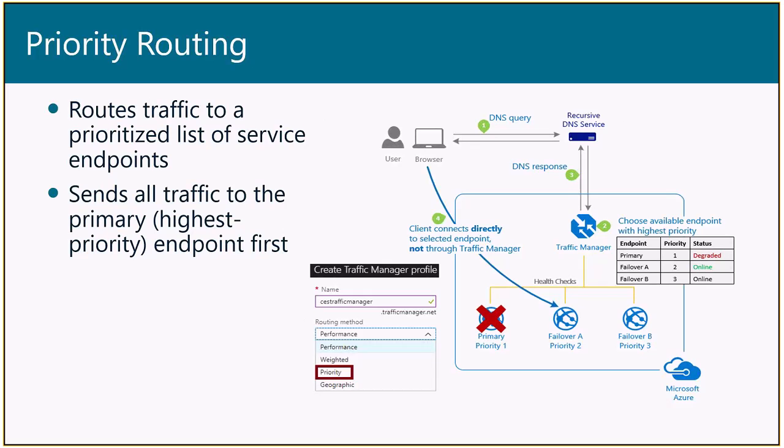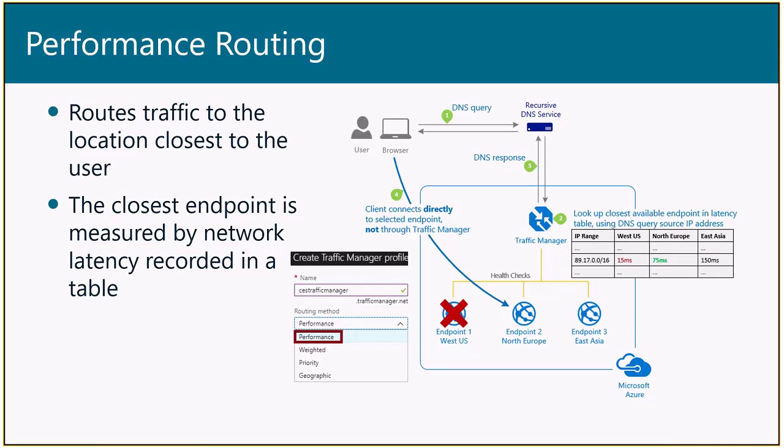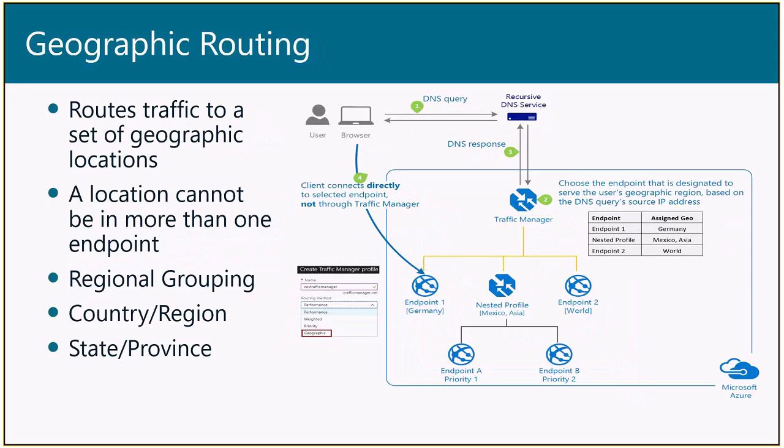So what it does is you can set up either priority routing. In priority routing, you can tell it that when a request comes in for this particular server, give it a priority and route that one first. So that's what priority routing does. The next one is performance routing. It calculates, for example, that if we execute in West US it's going to take 15 milliseconds, but going to North Europe is 75 and East Asia is 150, and it will route to the lowest latency you can have. That's performance routing.